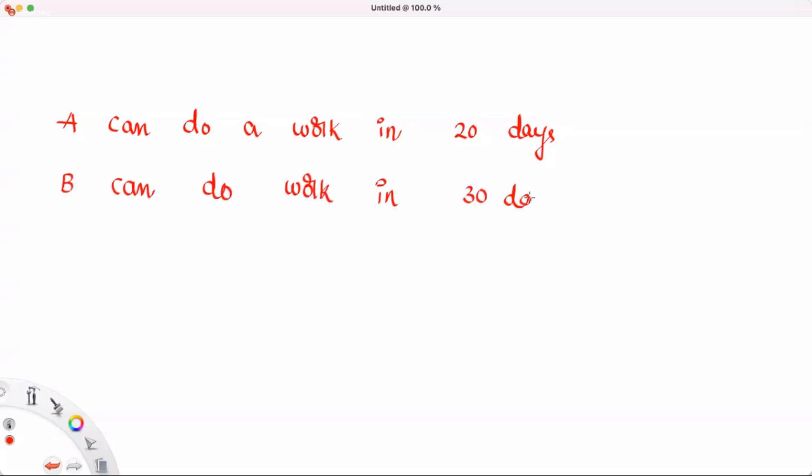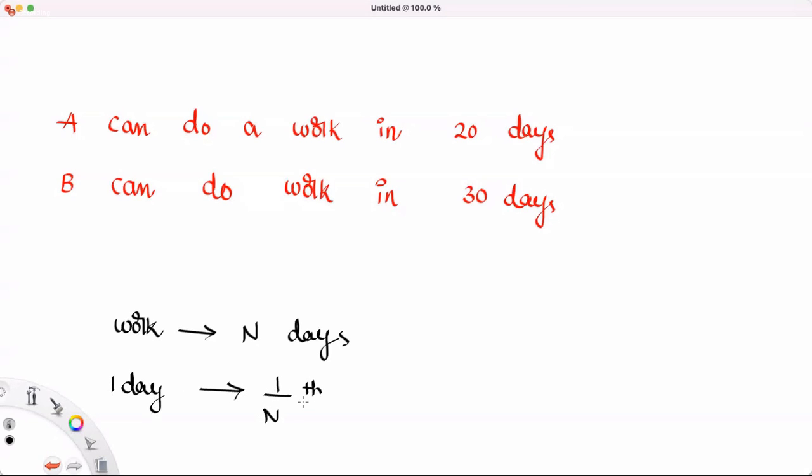See, for example, if you have any information like this, a person can do a work. Let's assume that A can complete a work in n days. So in one day, how much work can he complete? He can complete 1 by nth part of the work.